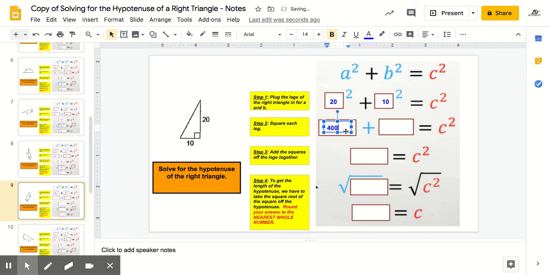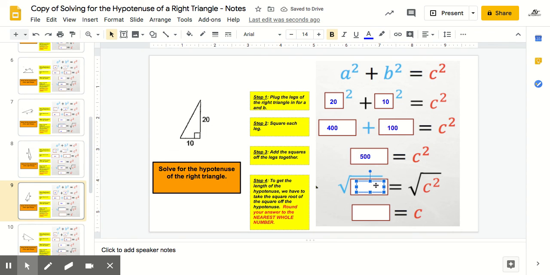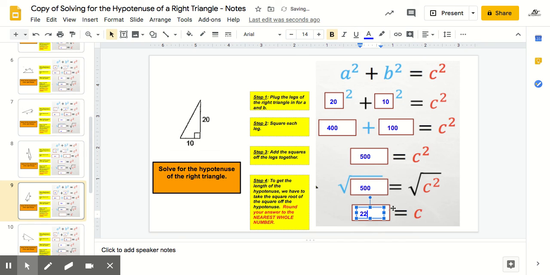Okay, 20 squared is 400 and 10 squared is 100. We then need to add those two numbers together. 400 plus 100 gives us 500. Then we've got to take the square root of both sides. The square root of 500, yet again, you will get a decimal, rounding to the nearest whole number. I'm going to round it to 22, and the square root of c squared is simply c. So we get the length of this hypotenuse being 22.